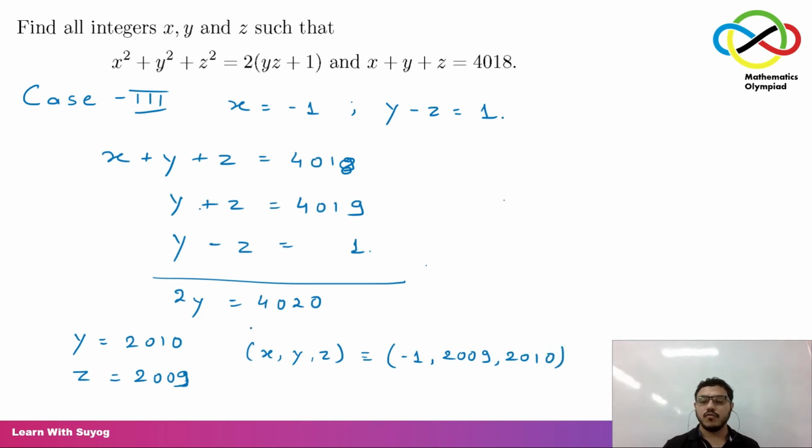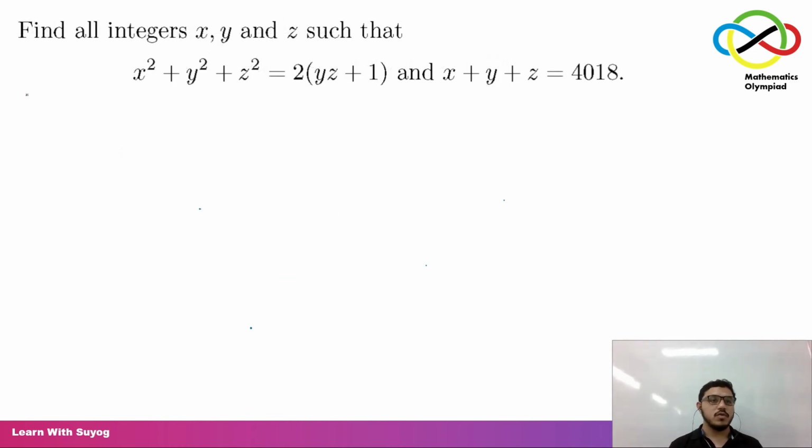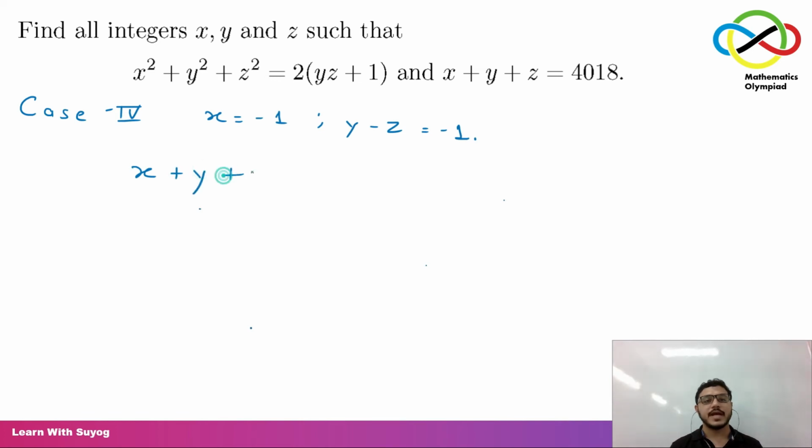For case number 4, what we can do? We can solve it as x to be equal to minus 1 and y minus z to be equal to minus 1. When we solve that, we have x plus y plus z to be equal to 4018, this is what is given. When we put x to be equal to minus 1, we'll get y plus z to be equal to 4019 and y minus z to be equal to minus 1.